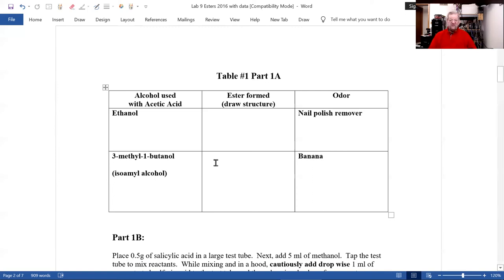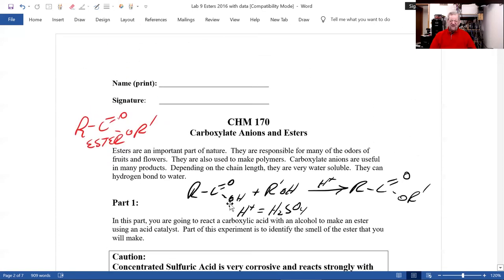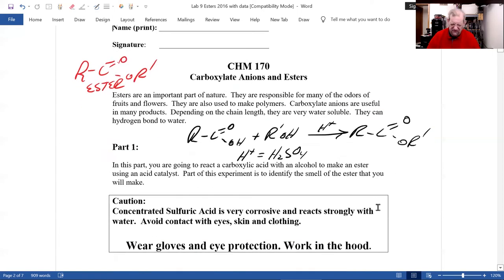Now, the one nice thing about this lab is, guess what? When you buy products like that with banana flavor and it says artificial flavor, what do you think they mean? Time's up. They make the ester for banana in a chemical plant like this and this, they purify it. And the many artificial flavors are just different esters made in chemical plants.